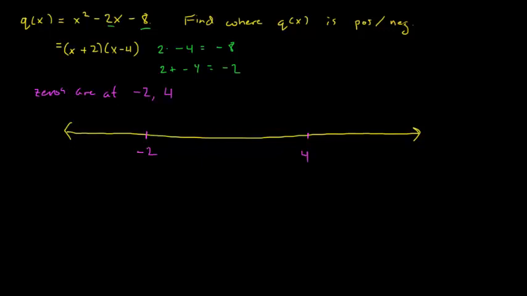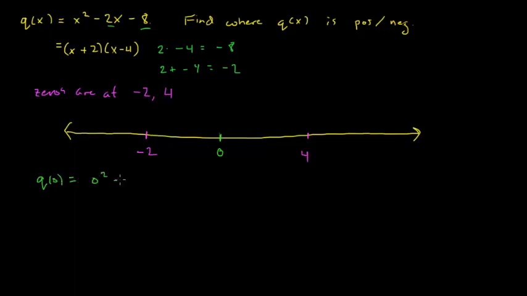And remember, for a continuous function, if it's positive anywhere in an interval between zeros, it must be positive everywhere in the interval. So to determine if q of x is positive or negative in this interval, we only have to test one point. And I'm going to suggest that we test the point 0, because 0 is very easy to plug into our quadratic function. Let's do it.